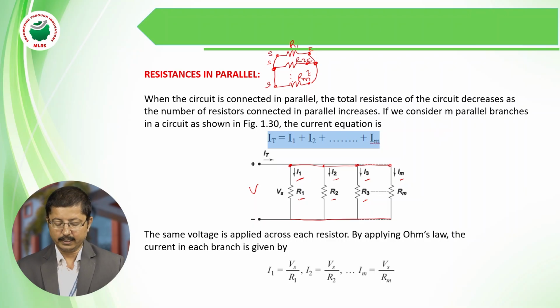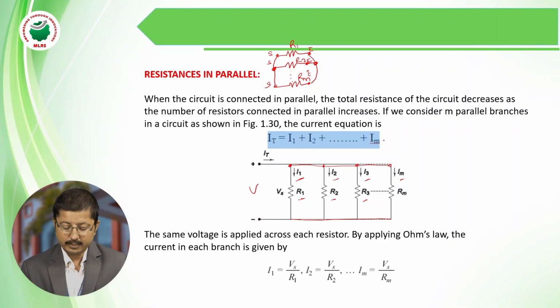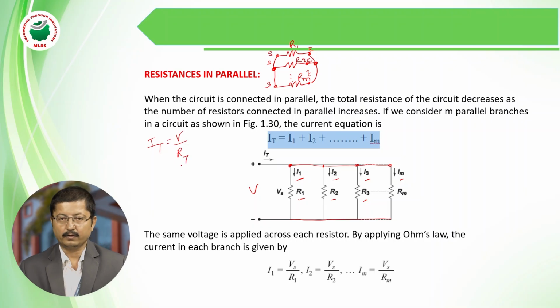Now let us find the equivalent resistance of this circuit. For finding the equivalent resistance, we can take the expression that the current I is equal to IT plus I1 plus I2 up to Im. So what is the total current here? The total current IT is equal to the total voltage divided by the total resistance, or we can say R equivalent also. So what is I1 here?